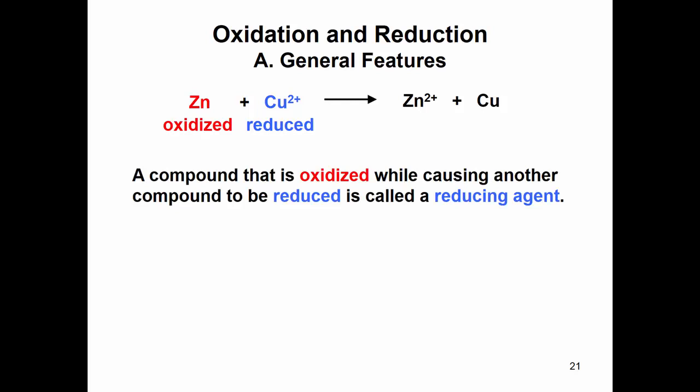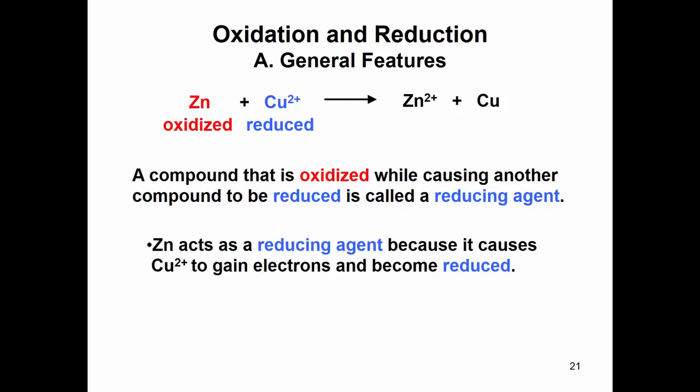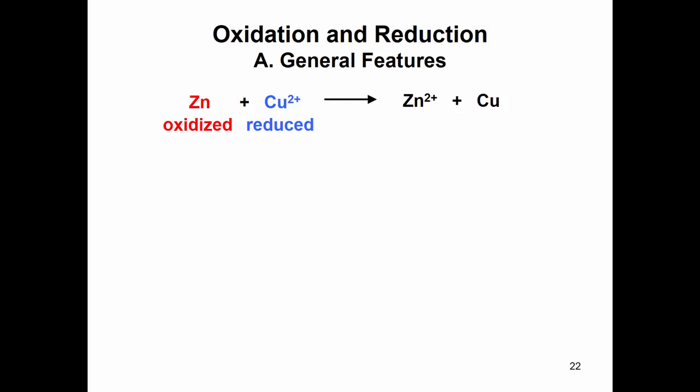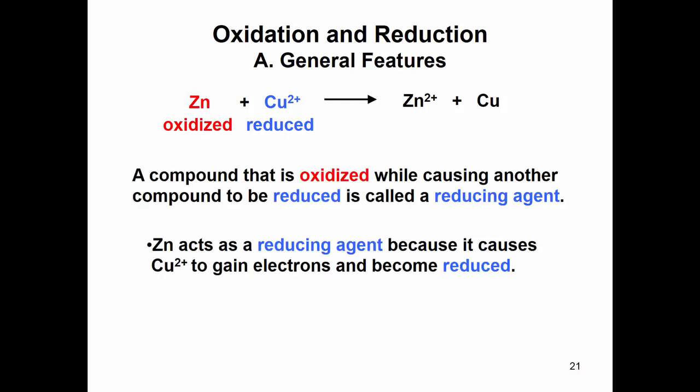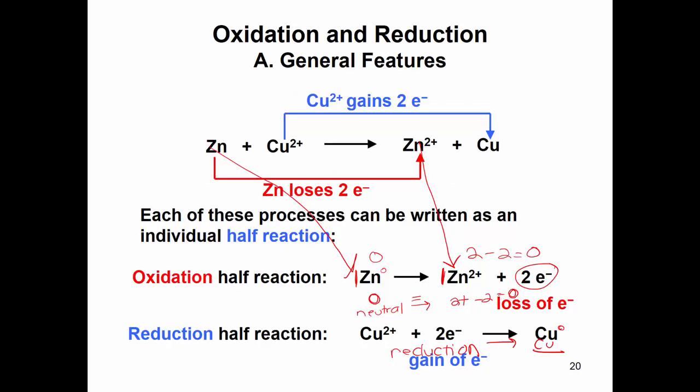Right. This gets a little confusing, so I'm going to try to explain it the best I can. We established that zinc was oxidized because it lost electrons, and copper was reduced because it gained electrons. We see this here. Zinc lost electrons to the product side, copper gained electrons on the reactant side. So think of our reactant, so the electrons are on the reactant side.